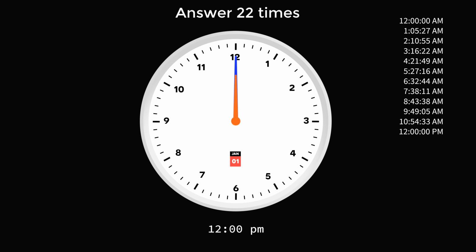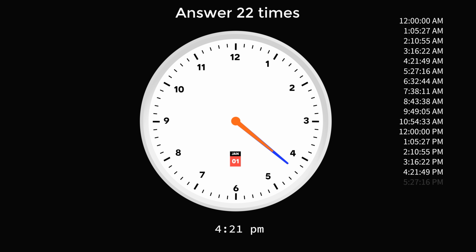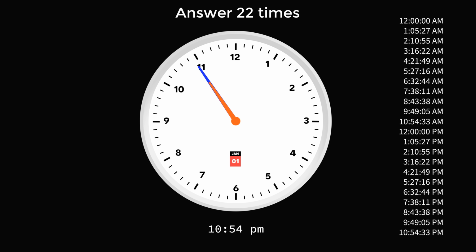In this next 12 hour interval, starting at 12 noon, we are of course going to have the same 11 overlaps. So it'll be 1:05:27, 2:10:55, 3:16:22, 4:21:49, 5:27:16, 6:32:44, 7:38:11, 8:43:38, 9:49:05, and 10:54:33. Once again, as we get to the 11 p.m. hour, the hands are not going to overlap because the hour hand is going to go to the 12 before the minute hand could catch up to it. So the next time the hands will overlap will be at 12 midnight, but this will be for the next day because the next day starts at 12 midnight.